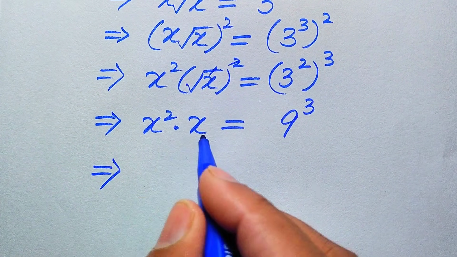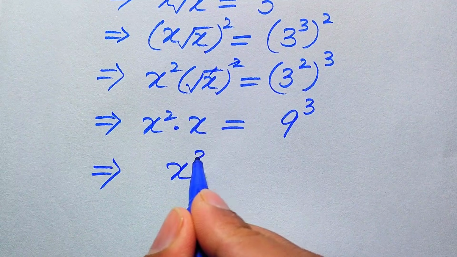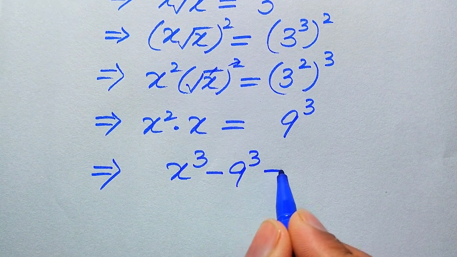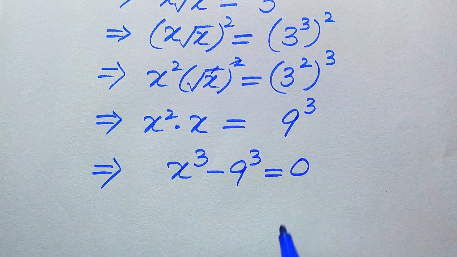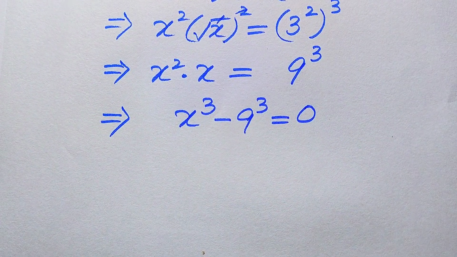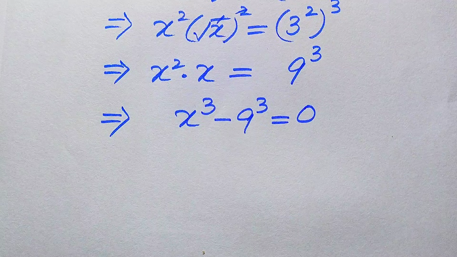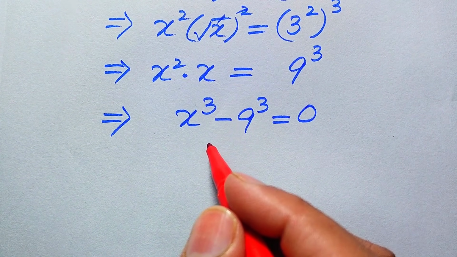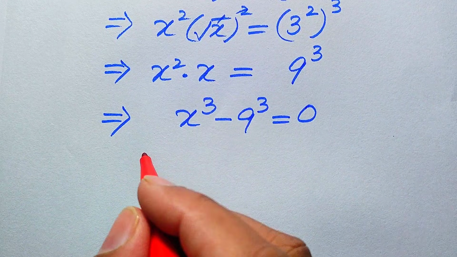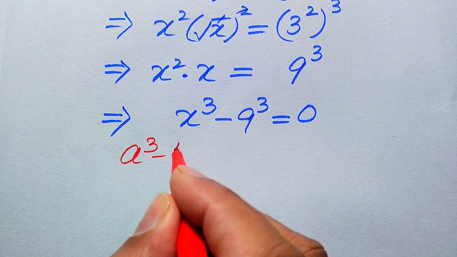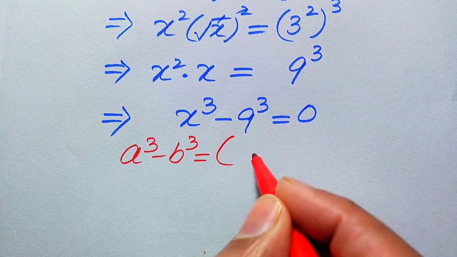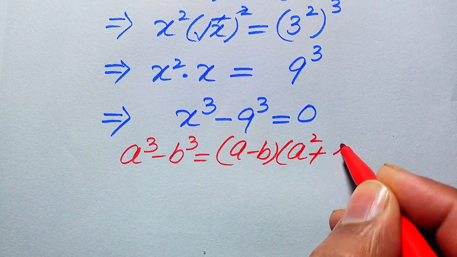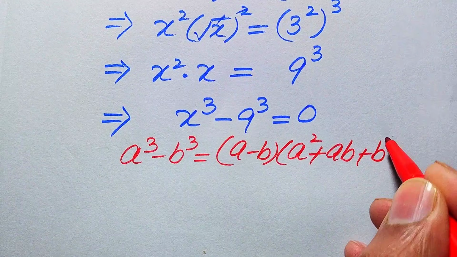And now in the next step we have x squared multiplied by x becomes x cubed, and we move this 9 cubed from the right hand side to the left hand side, and it becomes minus 9 cubed, and this whole equation is equal to 0. And now in the next step we need to use the nice cubic formula to solve further. Here you know that a cubed minus b cubed equals a minus b times a squared plus ab plus b squared.